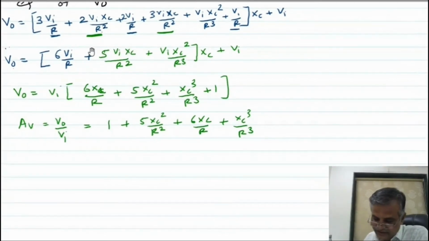So I can write gain is equal to 1 plus, now what is Xc? Let us put the Xc. Look here.